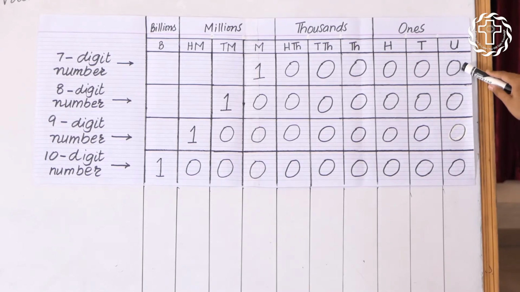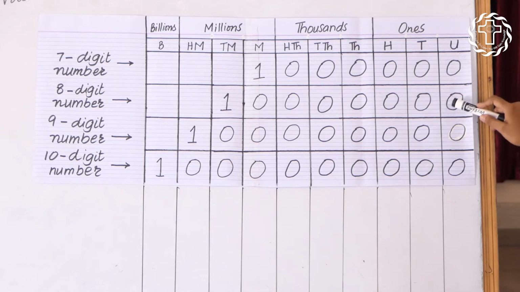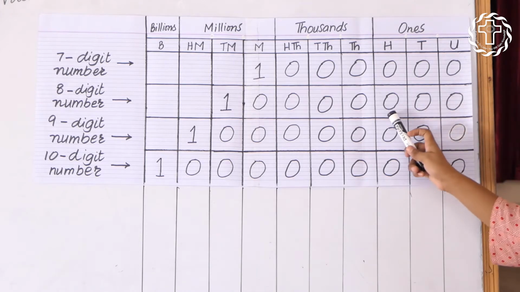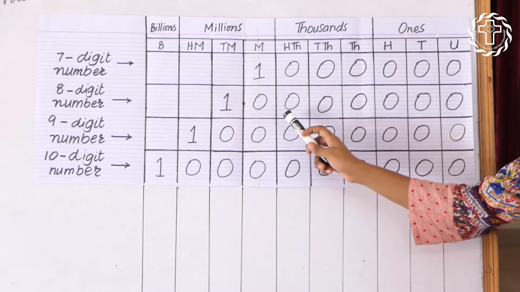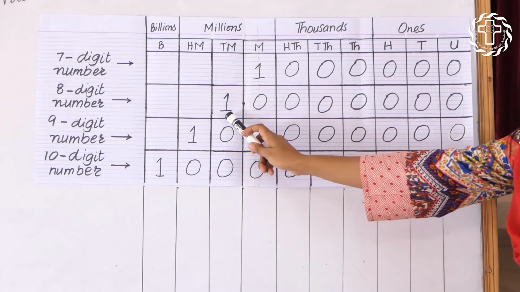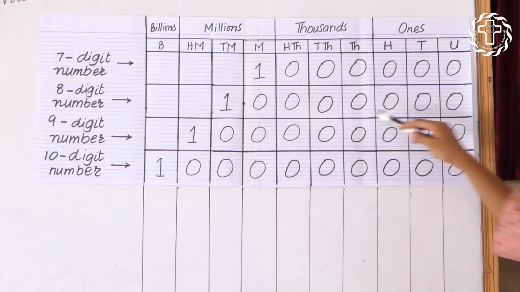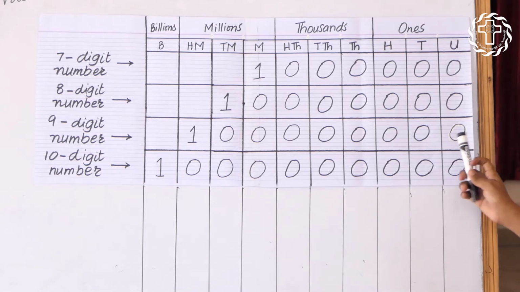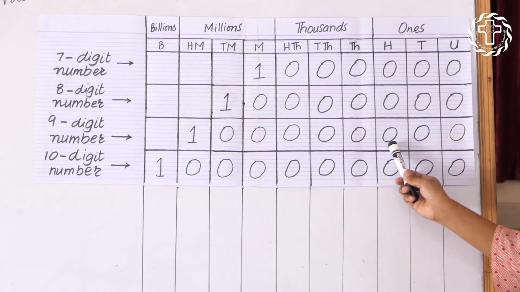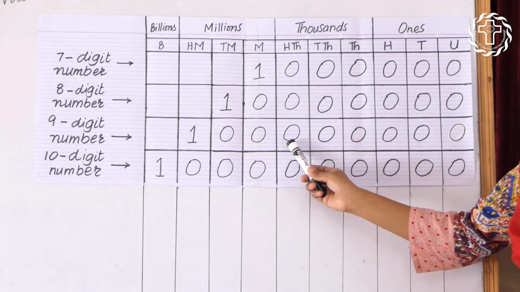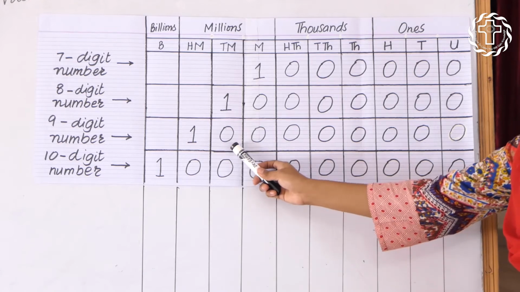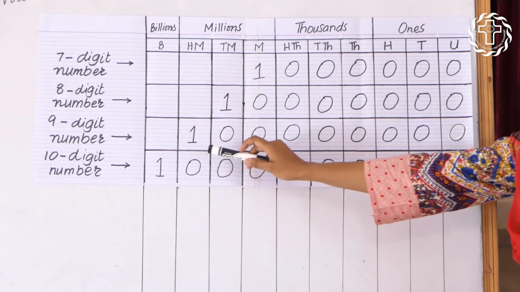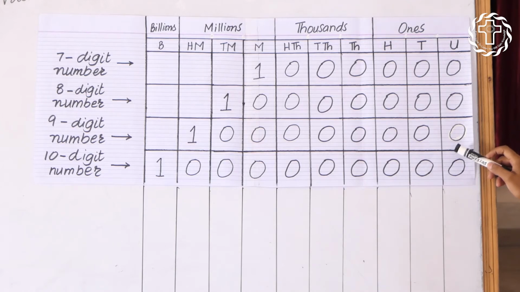The second number is an 8-digit number. It has 8 digits: units, tens, hundreds, thousands, 10,000s, 100,000s, millions and 10 millions. Its value is 10 million. The third number is a 9-digit number. It has 9 digits: units, tens, hundreds, thousands, 10,000s, 100,000s, millions, 10 millions, 100 millions. Its value is 100 million.